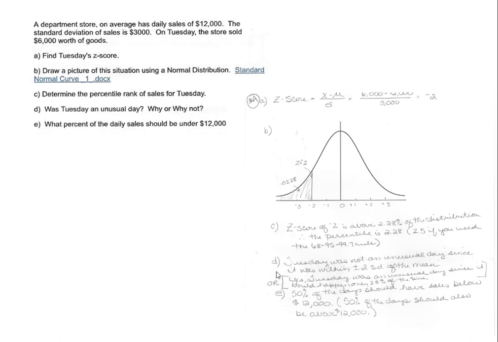Now, D, was Tuesday an unusual day? You could say no, it wasn't, because it was still within plus or minus two standard deviation units of the mean. Or you could have said yes, Tuesday was unusual, since it would happen about 2.3% of the time. So either answer was correct, but it was your reasoning I was looking for. And what percent of the daily sales should be under 12,000? Well, half of the days should be under 12,000 because that's your mean.